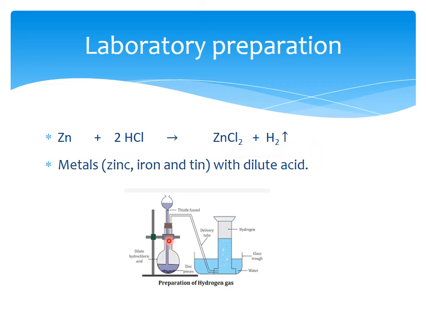So here you have an apparatus, in that zinc is taken at the bottom, and from the thistle funnel we pass this dilute hydrochloric acid, and this HCl reacts with the zinc and gets converted into the gas, that is hydrogen gas. That hydrogen gas will be collected here. So you can prepare hydrogen.